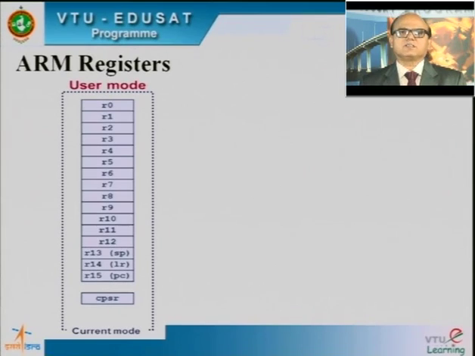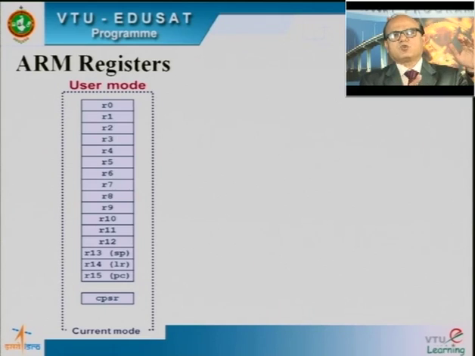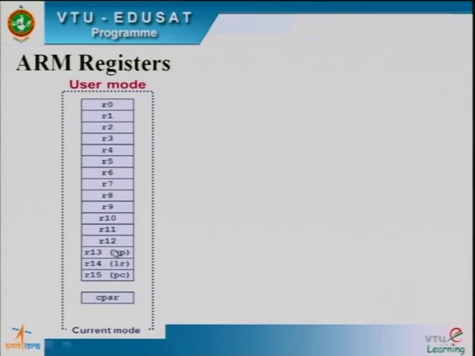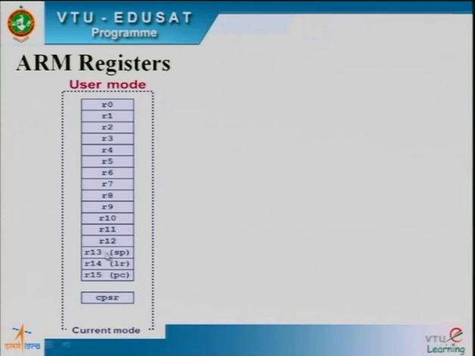R13 is normally used as the stack pointer. So user mode makes use of a separate stack, and the top of the stack is pointed to by register number 13. R13 is the stack pointer. That means it will always be at the head of the stack, pointing to the top of the stack. So that is what the R13 register is here.